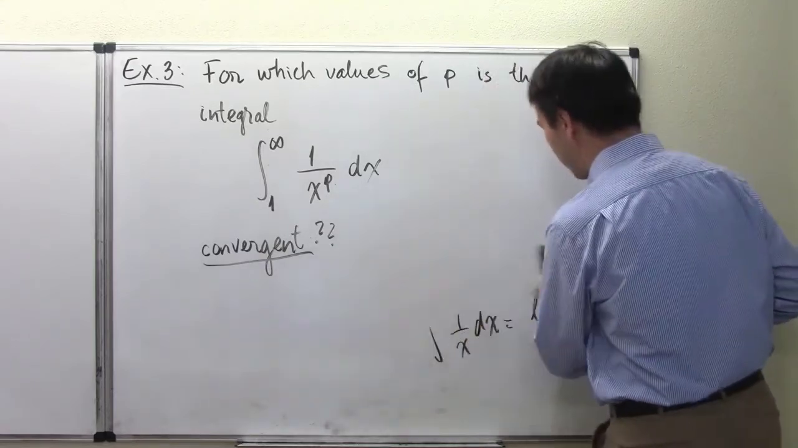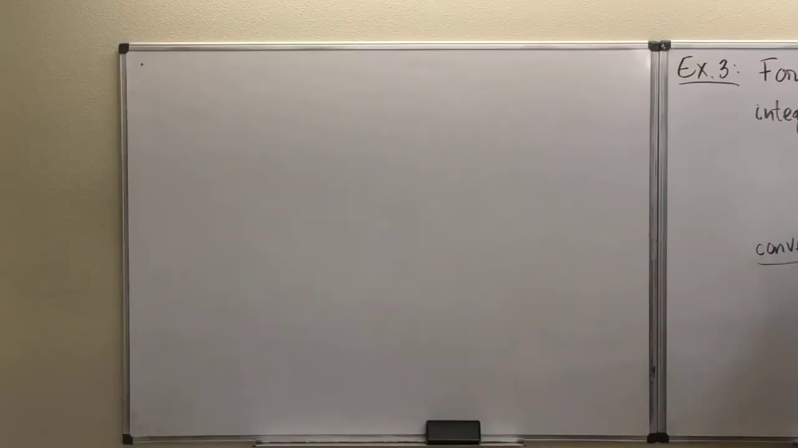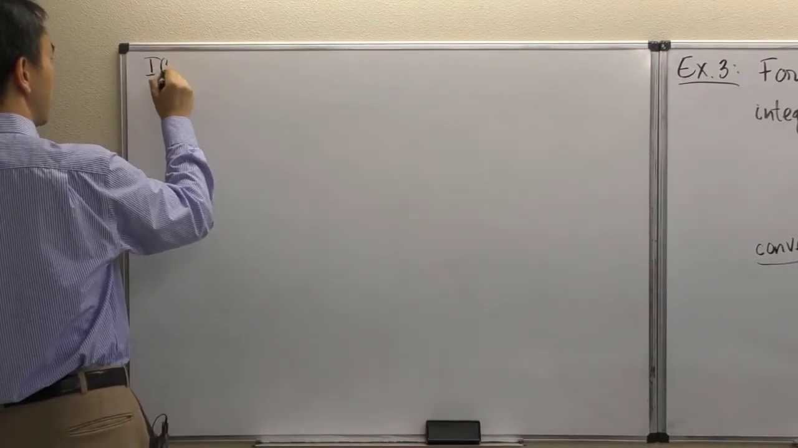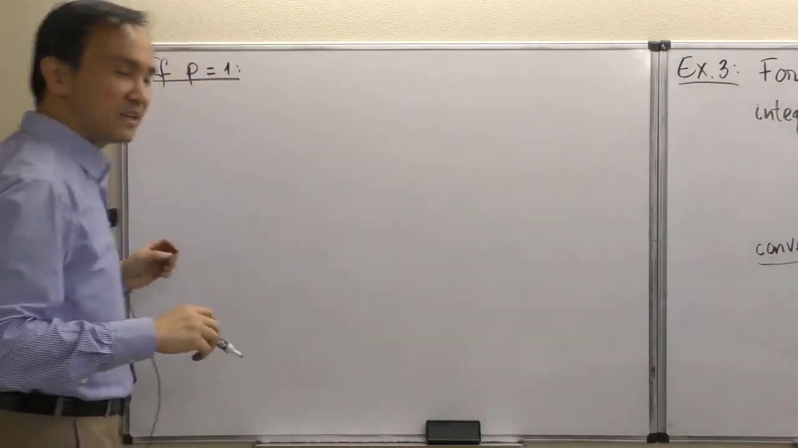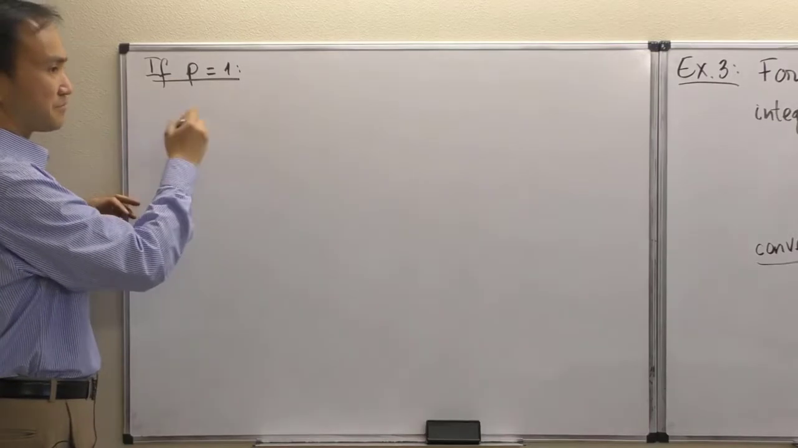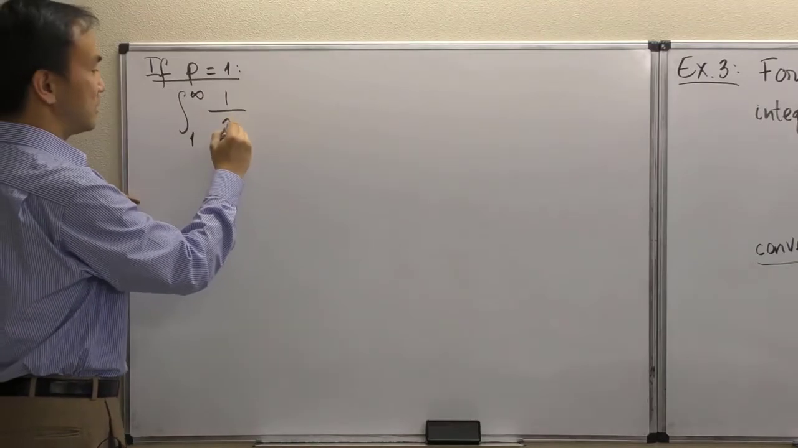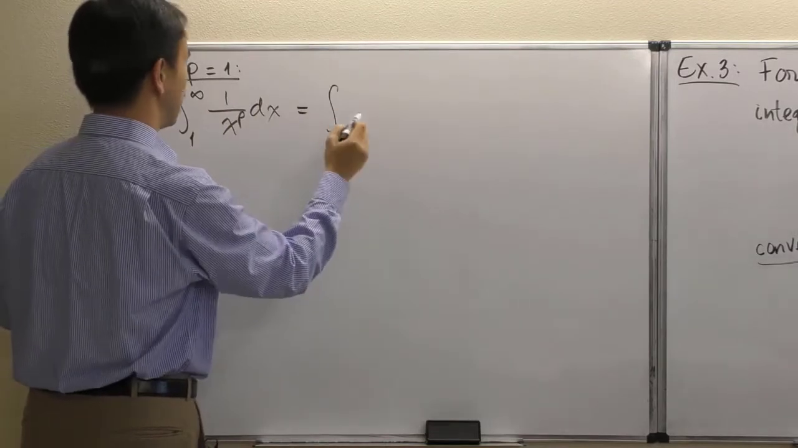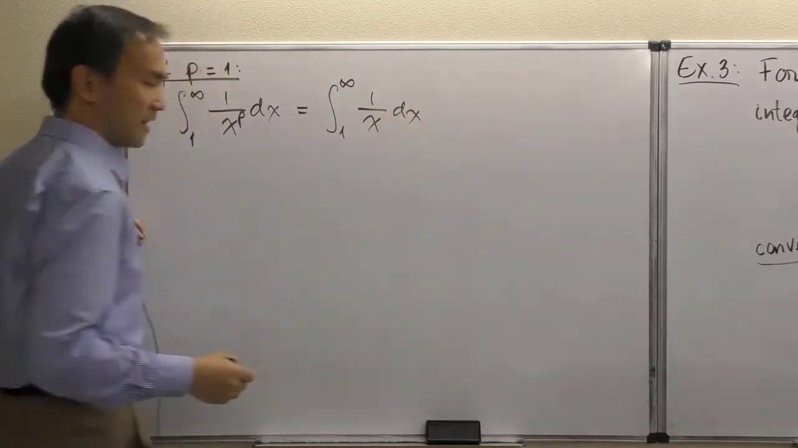So now I'm going to erase this. Okay, and let's move over to my other board right there. Okay, so now I'm going to specifically consider that individual case where p equals 1. So if p equals 1, then again, this integral right here, 1 to infinity of 1 over x dx, will be equal to just the integral from 1 to infinity of the 1 over x function.